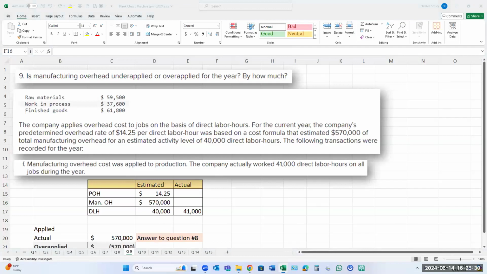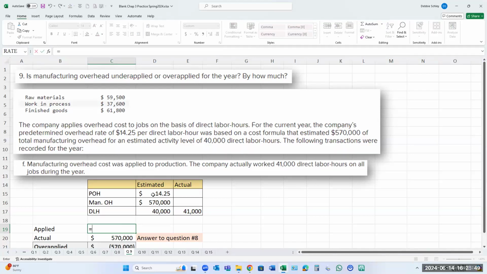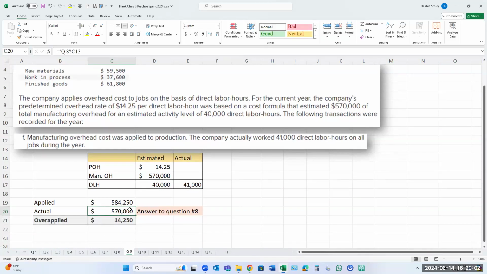Okay, question 9. Is manufacturing overhead underapplied or overapplied for the year, and by how much? So again, let's see, applied. I think it was question 4, but I'm just going to take my predetermined overhead rate times the actual hours in transaction F to get my applied. The answer to question 8 is my actual. So I subtract to get this number.